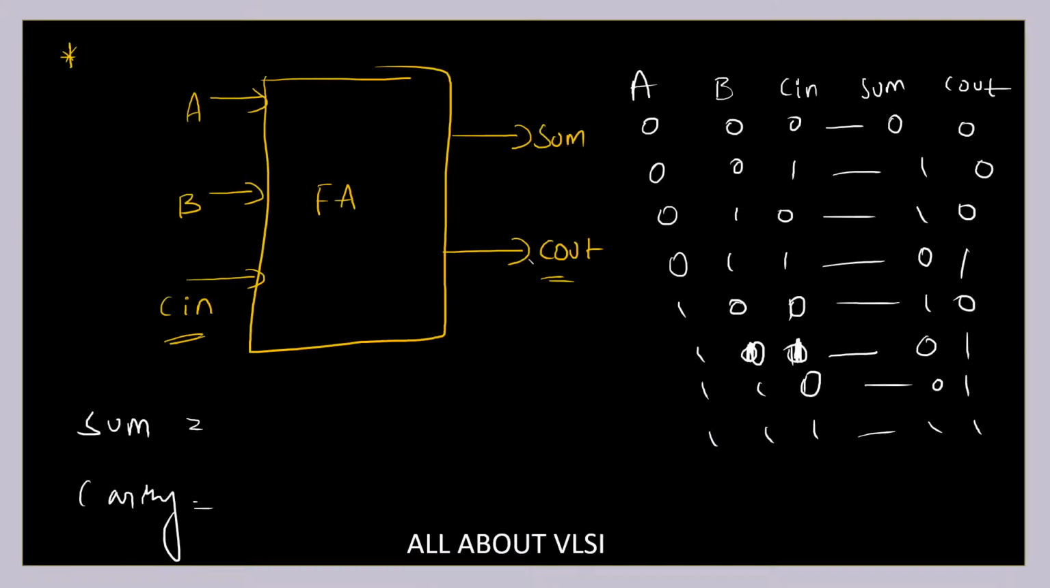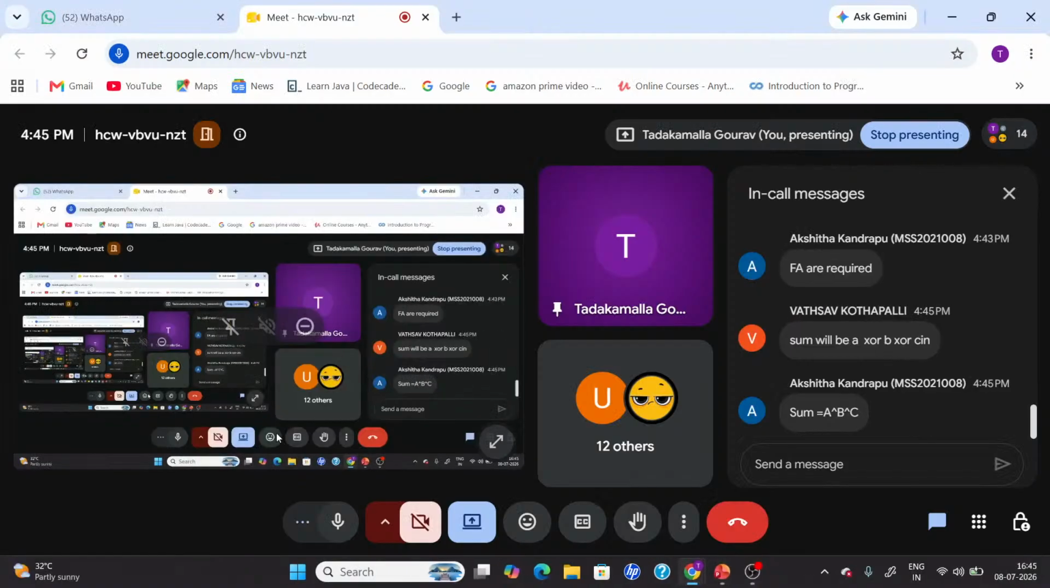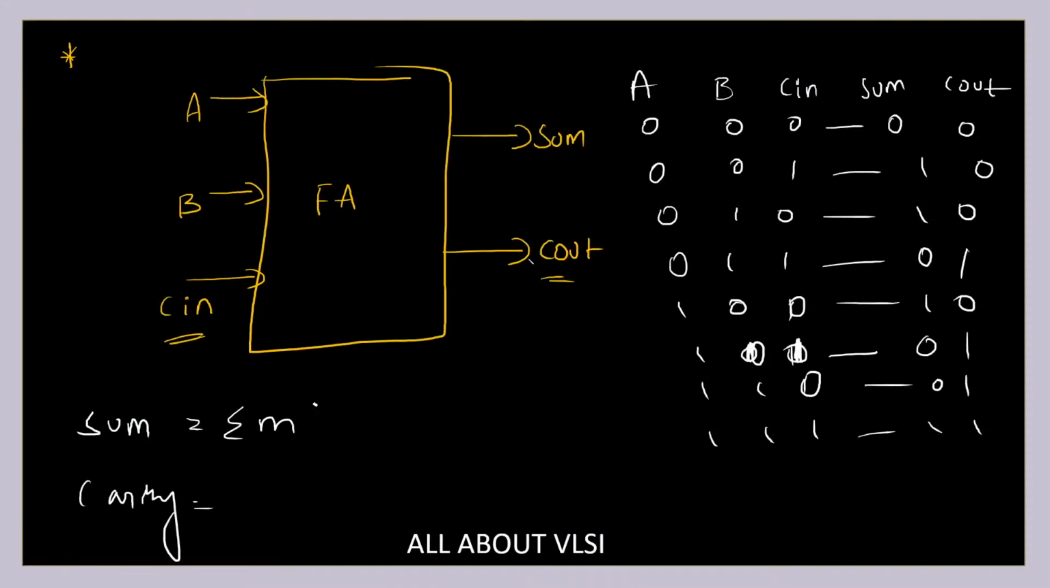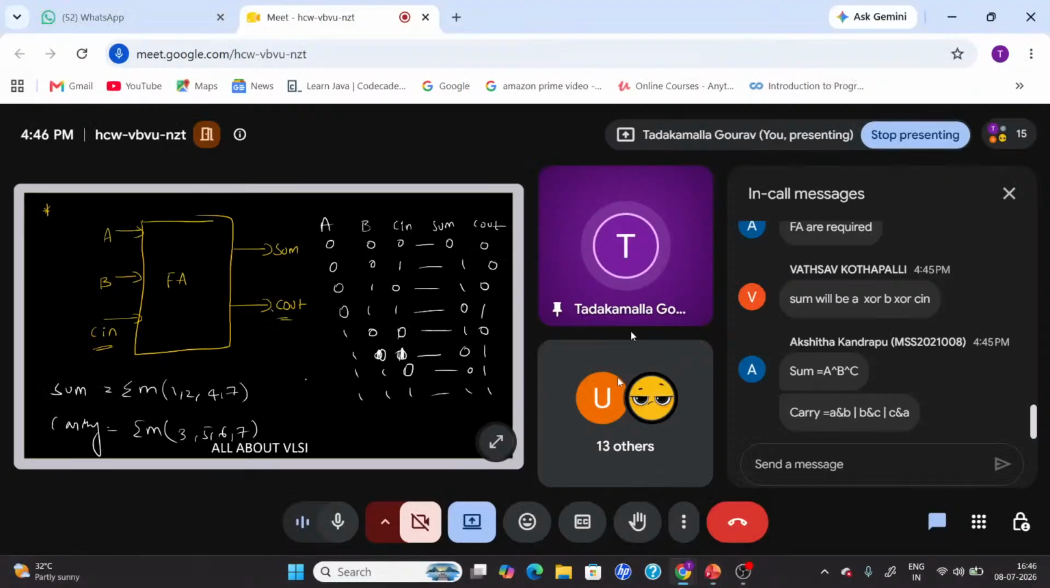You can take your time and let me know what is the Boolean expression for sum and what is the Boolean expression for carry. A XOR B XOR C, and carry is equal to, okay. So for sum you are going to get sigma m 1, 2, 4, 7. So 1, 2, 4, 7 are your minterms and carry is basically 3, 5, 6, 7. 3, 5, 6, 7 are the minterms of your carry.